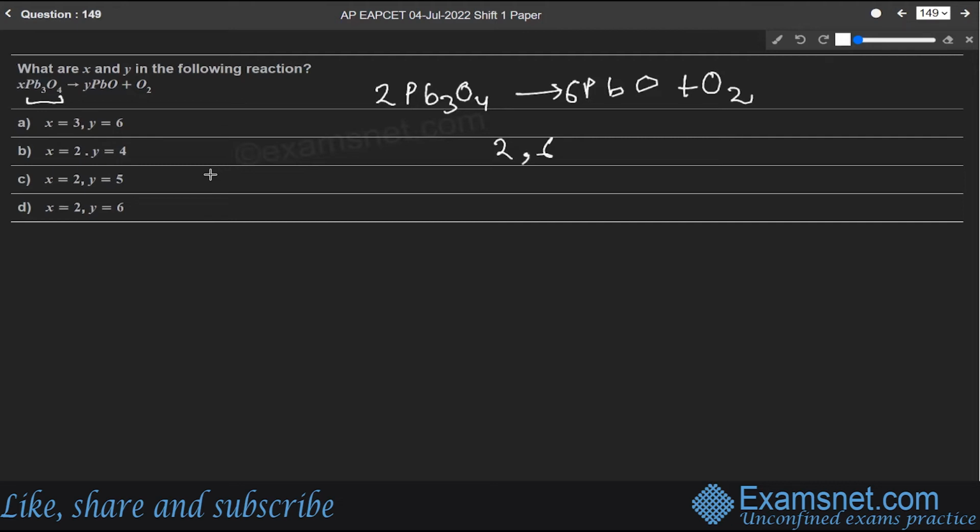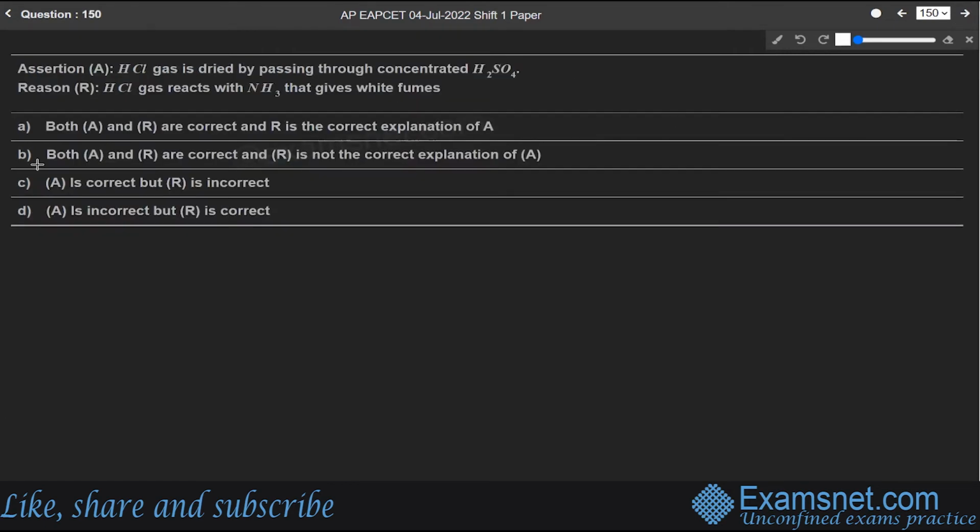Option D is matching with the answer. Actually, this was a very, very easy question. Now, let's go to question number 150.